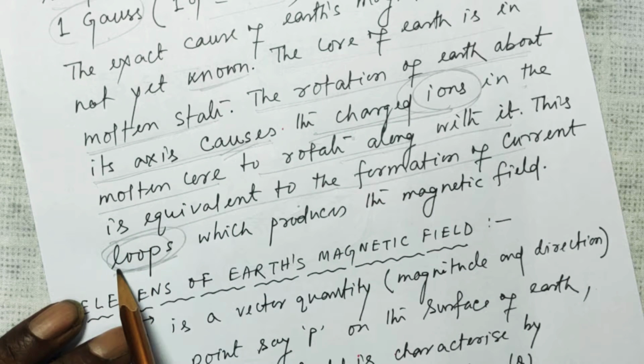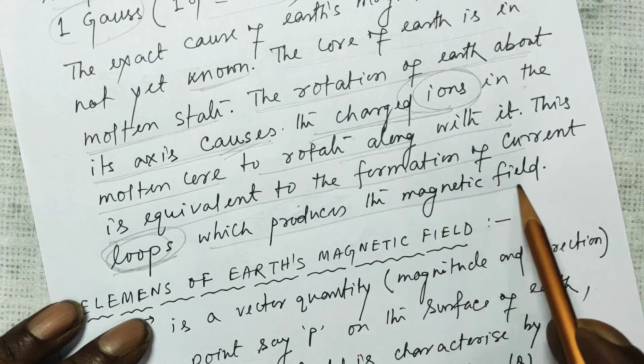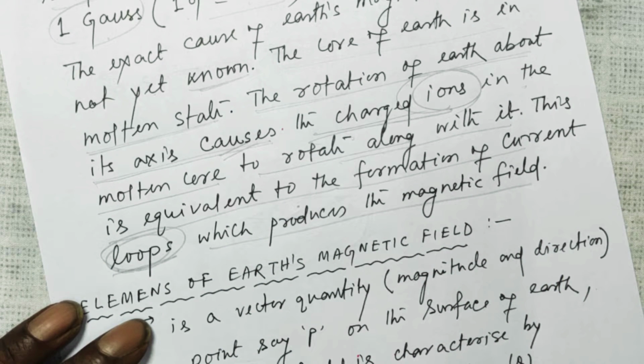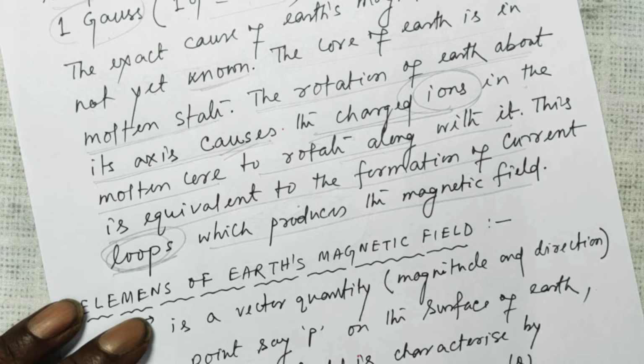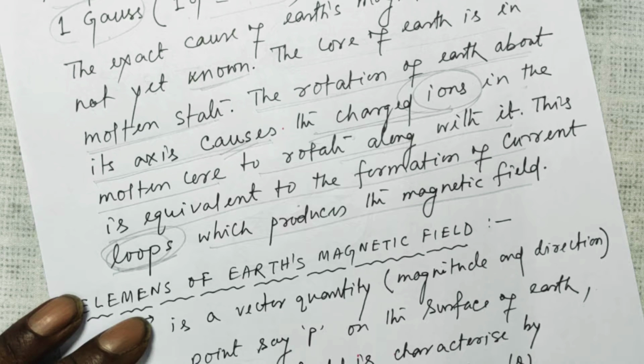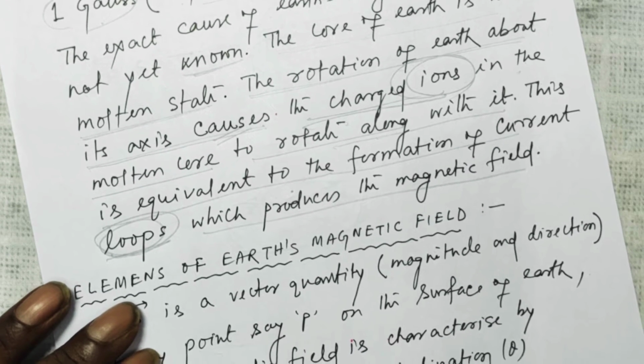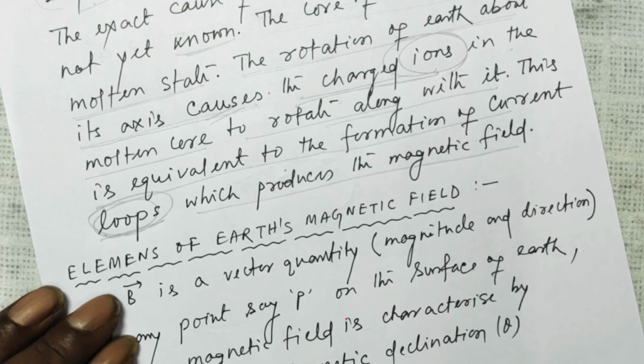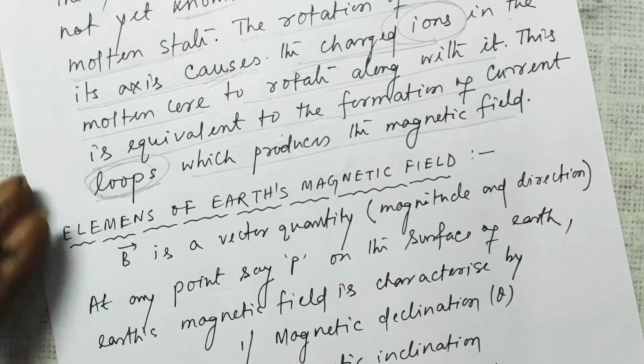and a current loop behaves as a magnet, which produces the Earth's magnetic field. When the Earth is rotating about the axis, the charged ions present in the molten core also rotate with the Earth. It is equivalent to a current loop. That is probably the cause of the Earth's magnetic field.